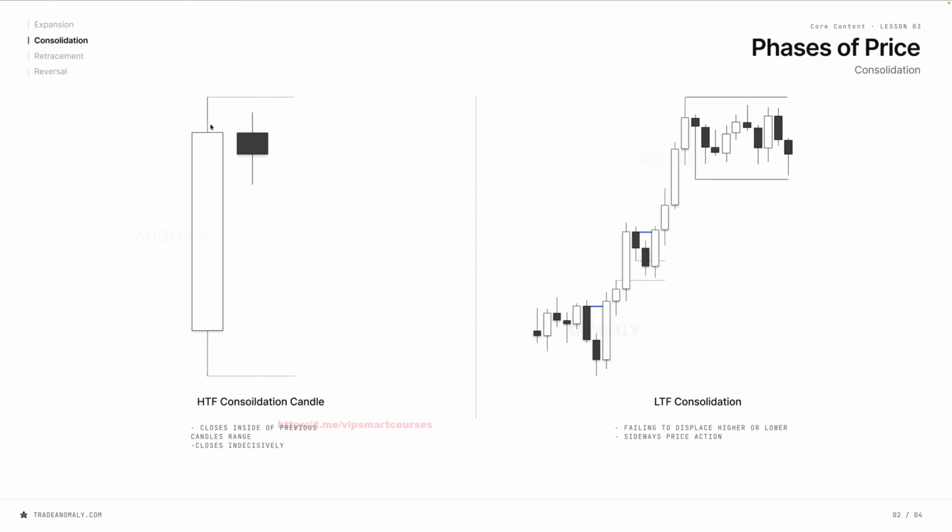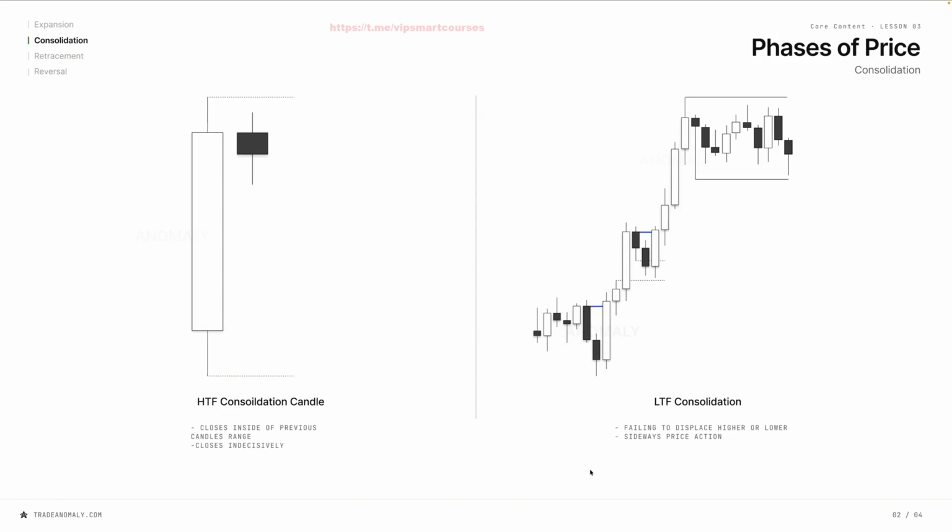What price will look like within a consolidation, especially on the higher time frame, is that it will not take out the previous candle's high or low, which is what we call an inside bar, right? It's a neutral candle or a small range candle. So as you can see down here, it closes inside of the previous candle range, closes indecisively.